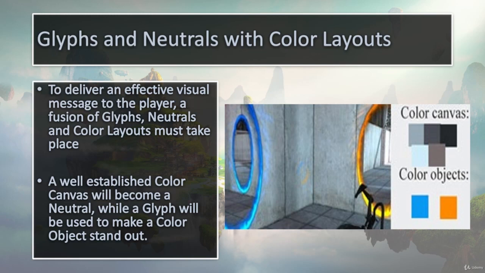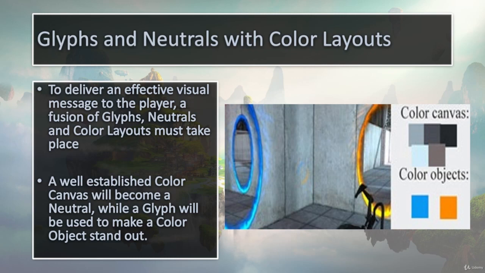So now, when we tie this all together, when you want to design a level, keep in mind that your color canvas or your neutrals will always be the same thing. So that's how they work together. And the glyphs that you associate with your color identifiers are going to become your color objects. And you want to make sure that you support those color objects with an appropriate canvas.